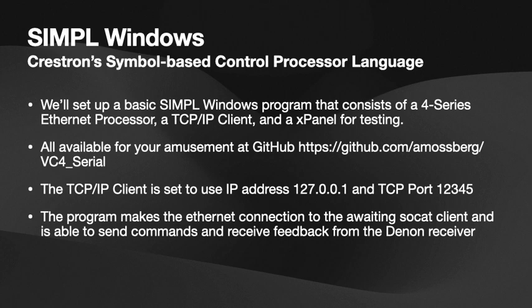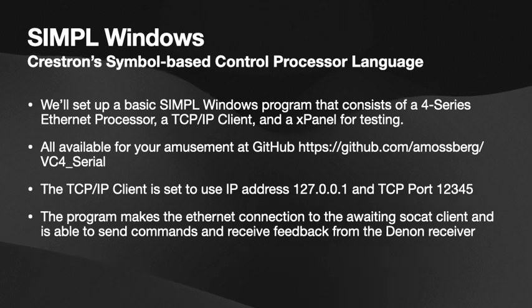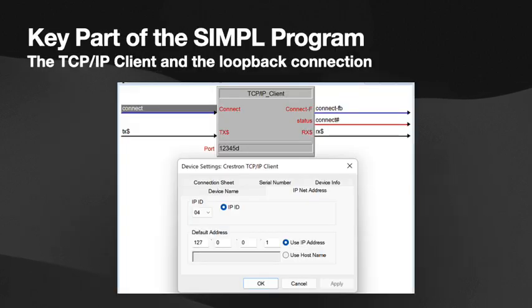For an example, we've added a small demo available on GitHub at the address shown that consists of a simple program containing a module for serial control of a Denon receiver and an X panel for testing. The key part of the simple program is just a TCP/IP client using port 12345 and using the loopback address 127.0.0.1 for connectivity. In SIMPL Sharp, you can do the same thing.